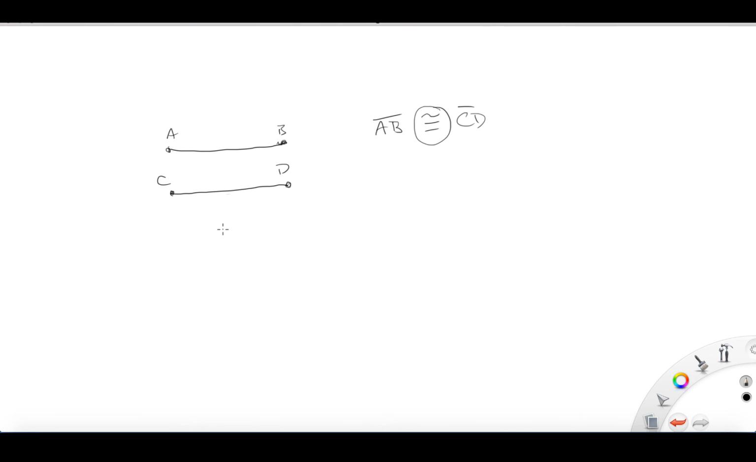If I have another line and I make EF over here, I can say that line AB is not equal or congruent to EF. And the reason is because obviously it's shorter. Okay, there's no doubt that it is shorter. So it is similar to, but there is no symbol to show similarity.